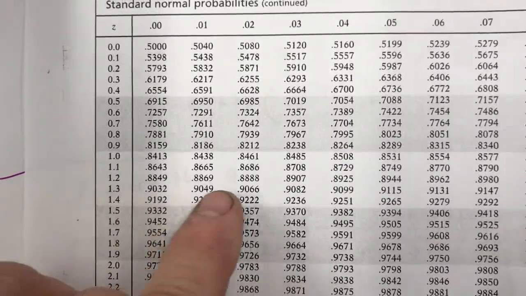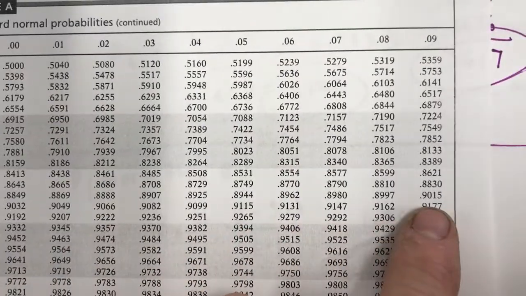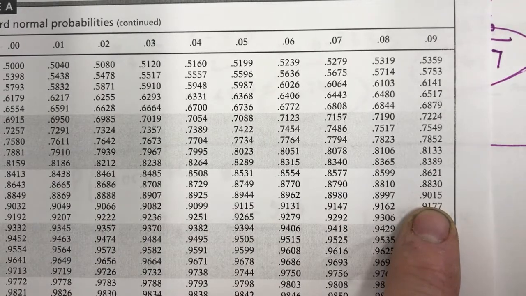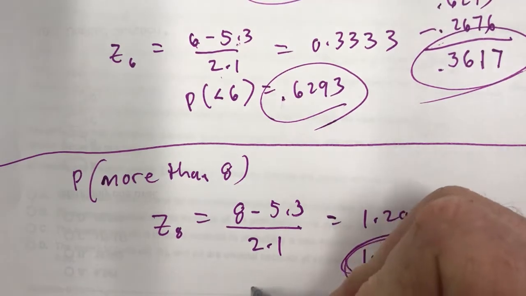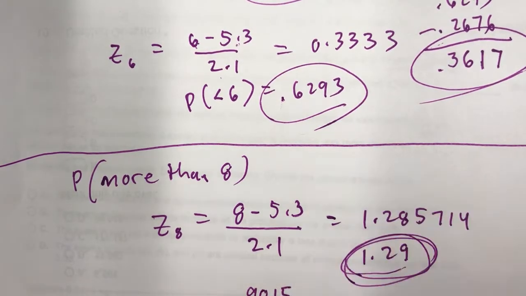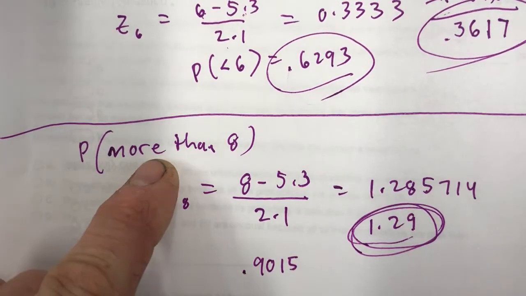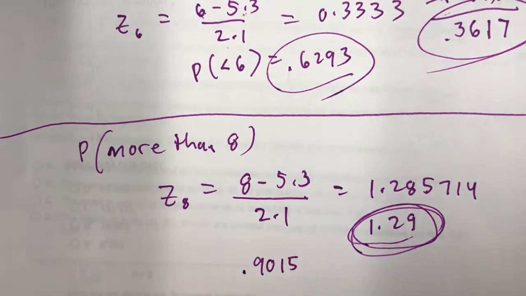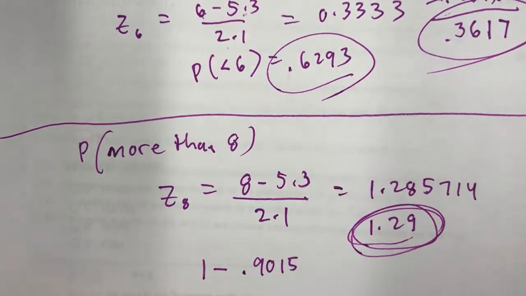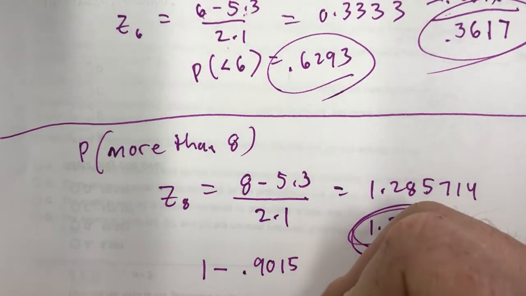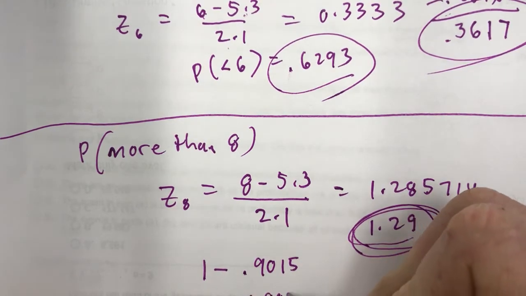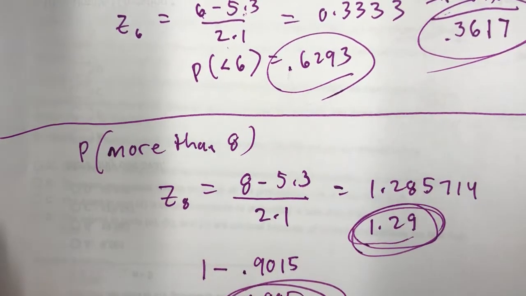1.2 and 9 is clear down here at the end, 9015. That's 1.29, 9015. Okay, now we want more than 8, which means I'm going to do 1 minus that, which gives me 0.0985. And there's my answer right there.